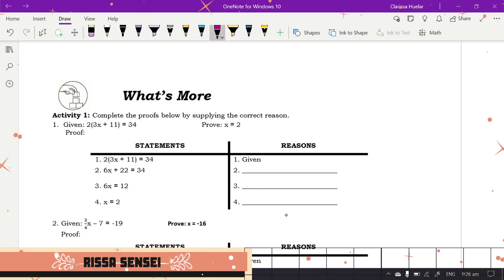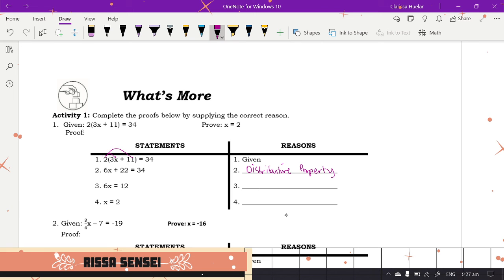Yan, sige, gawin natin ito. Complete the proofs below by supplying the correct reason. So, ito yung given natin. 2 quantity 3x plus 11 equals 34. So, given. Bakit naging 6x plus 22 equals 34? Okay. Notice na if we multiply 2 and 3, it will become 6. 2 and 11, it will become 22. So, ano yung ginamit natin? That is distributive property. Okay. So, we use distributive property.